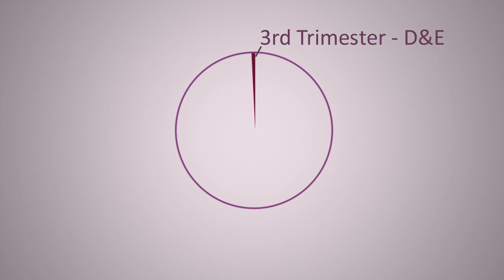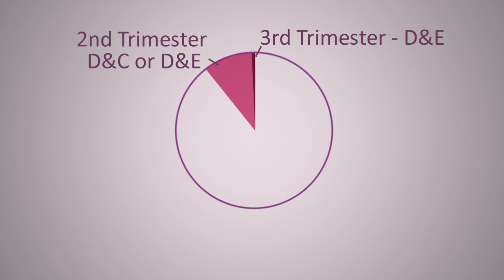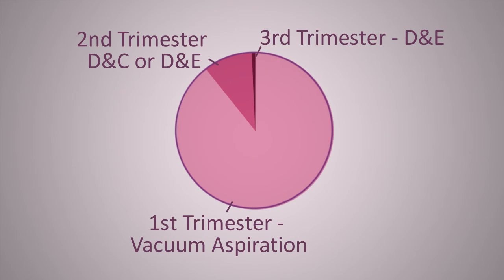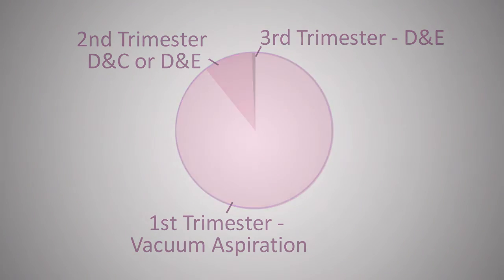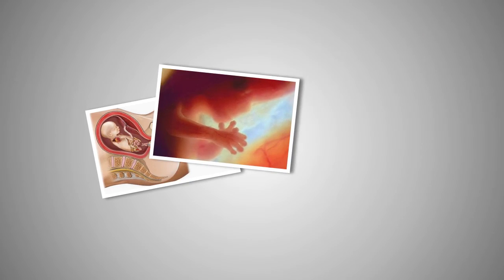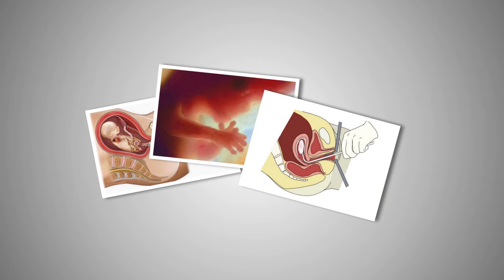Let's review. Less than 1% of all abortions occur during the third trimester using D and E. 10% of all abortions occur during the second trimester using either D and C or D and E. 90% of all abortions occur during the first trimester using vacuum aspiration. Everyone may have a different opinion concerning abortions, but there is one thing on which we can all agree. This is an important issue.